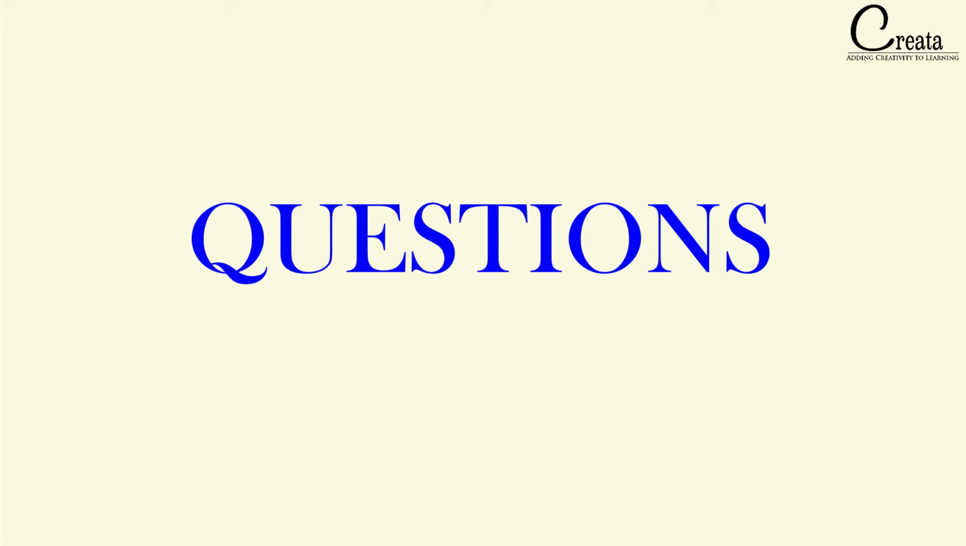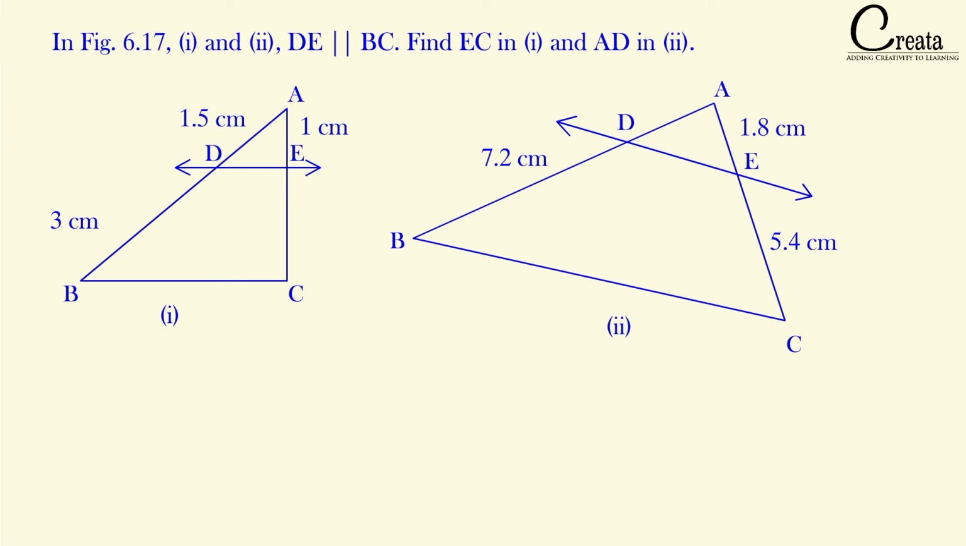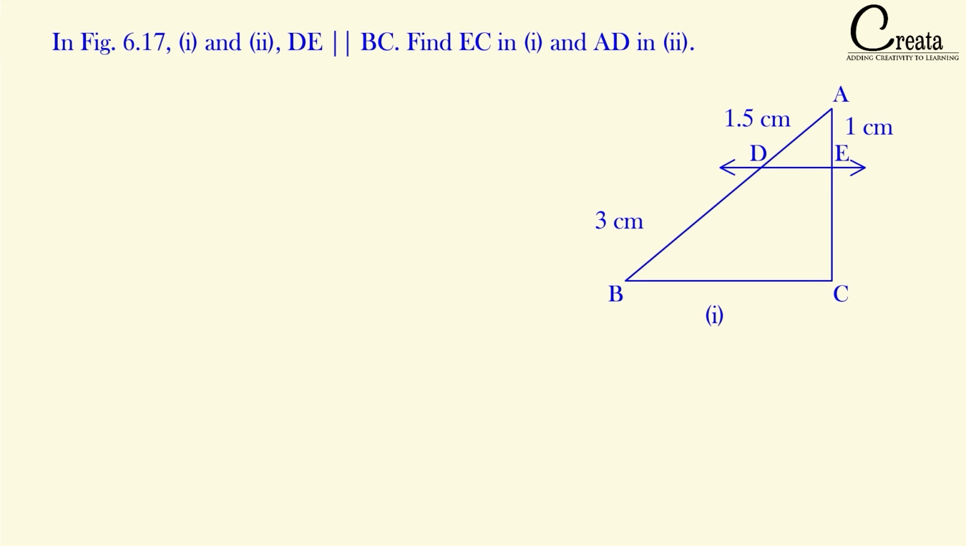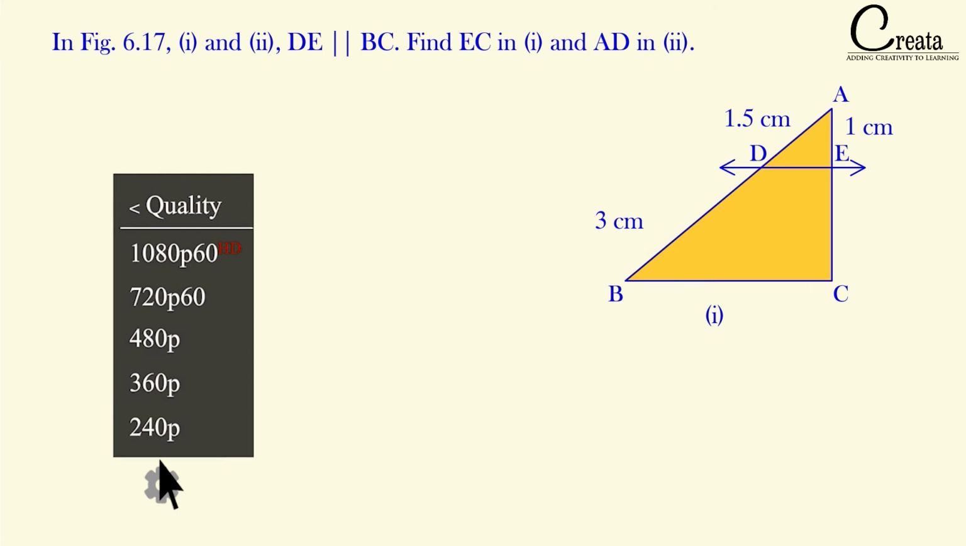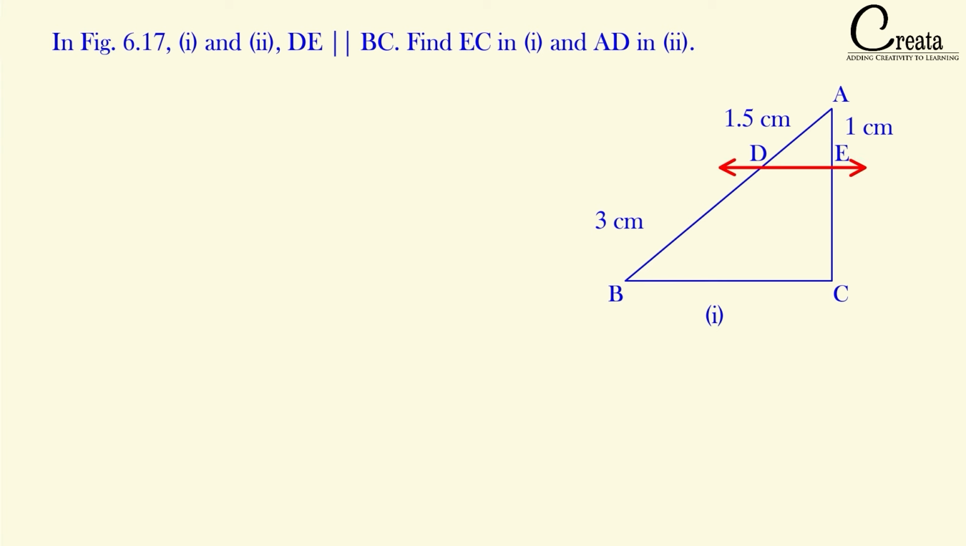In figure 6.17, 1 and 2, DE is parallel to BC. Find EC in 1 and AD in 2. Here we are having two parts of this question. Let's take the first part. Firstly, let's observe the figure. In the figure, a triangle ABC is given, and in this triangle, the line segment DE is given as parallel to BC, that is the side of the triangle ABC. So DE and BC are parallel to each other. So we can apply the BPT theorem here.